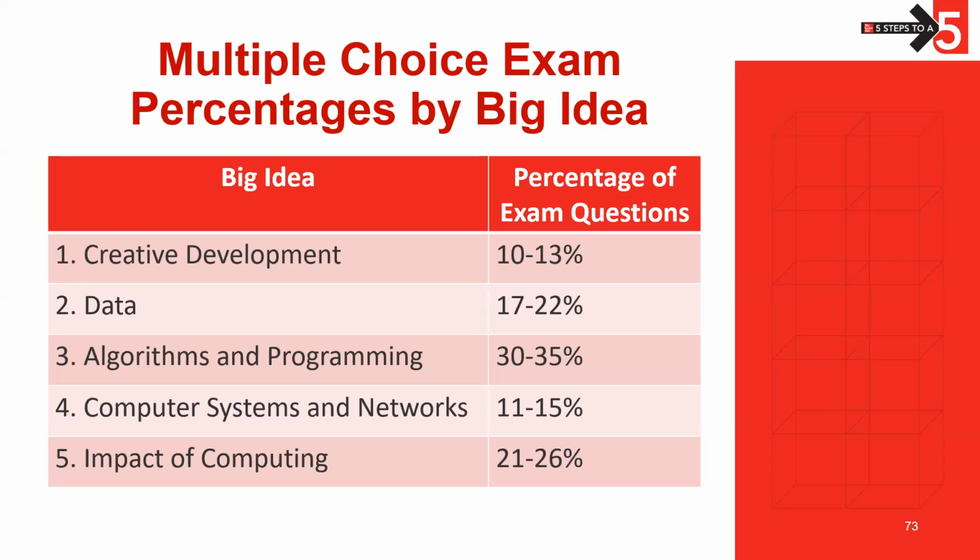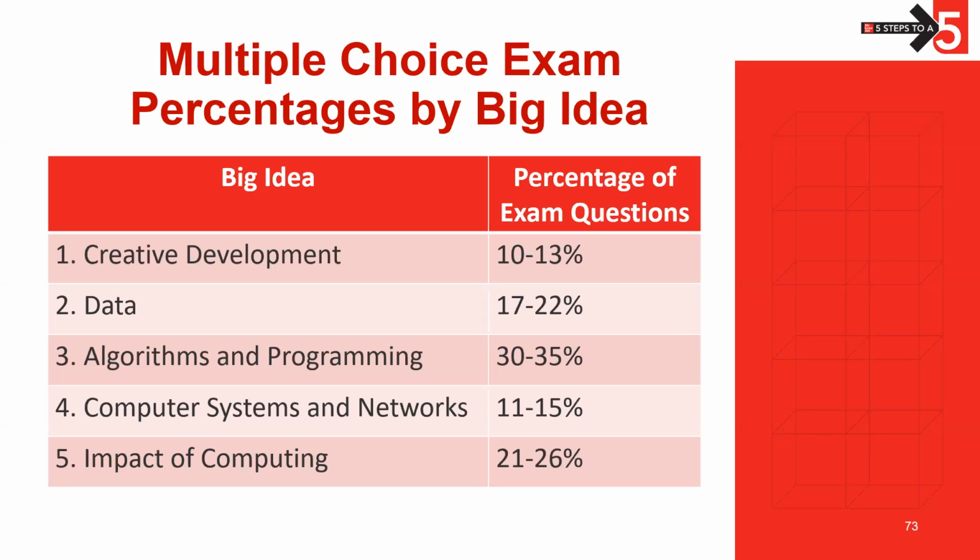Teachers, if you're interested, or students, if you're reviewing, I usually save the impact of computing for last, even though there's a pretty good percentage there, simply because historically my students have found those to be more intuitive. So they didn't necessarily have to review as much. They could reason it out or logically induce it or deduce it. So I always go for the algorithms and programming, then the data, then creative development usually gets inserted in with those, and then the computing systems and network. So definitely review that.